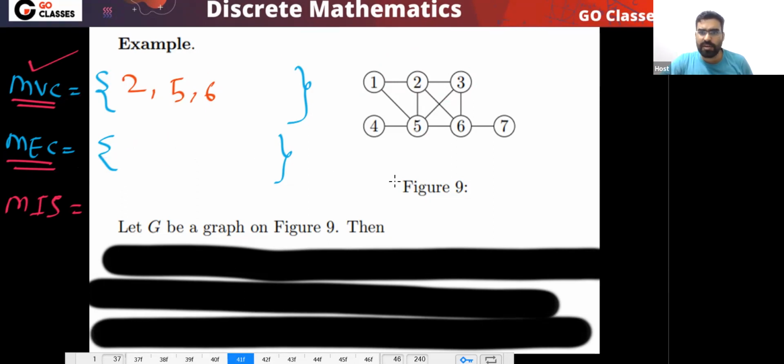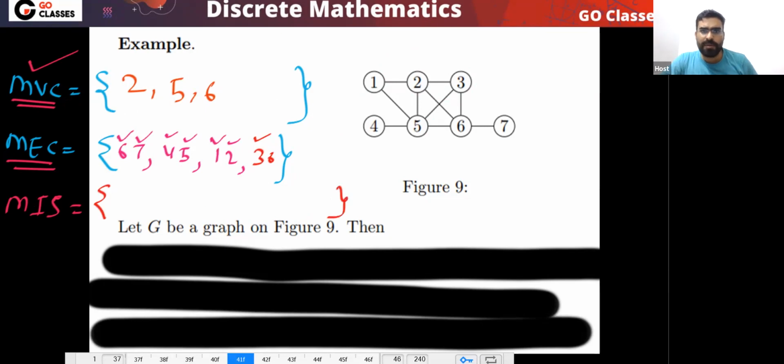Next, what is the edge cover? You want to cover all the edges. So I can take 6,7. Now these are done. 6,7 are gone. I can take 4,5. Now these are gone. I can take 1,2. These are gone. So these vertices I have covered. Which vertex is remaining? Only vertex 3 is remaining. So 3,6. Now all the vertices we have covered.